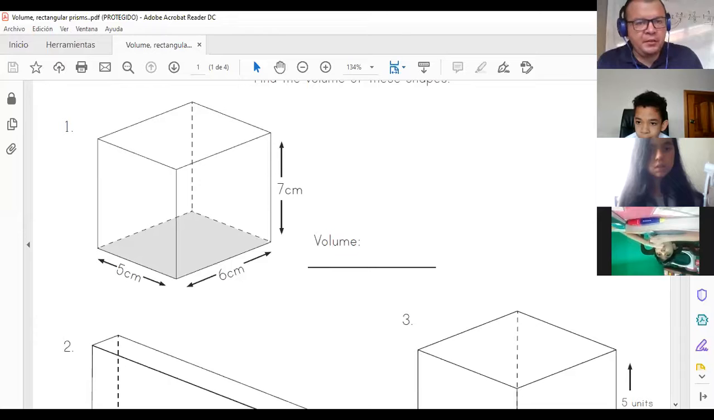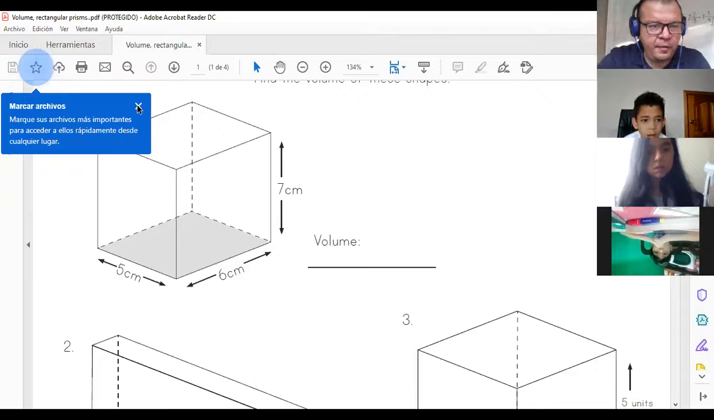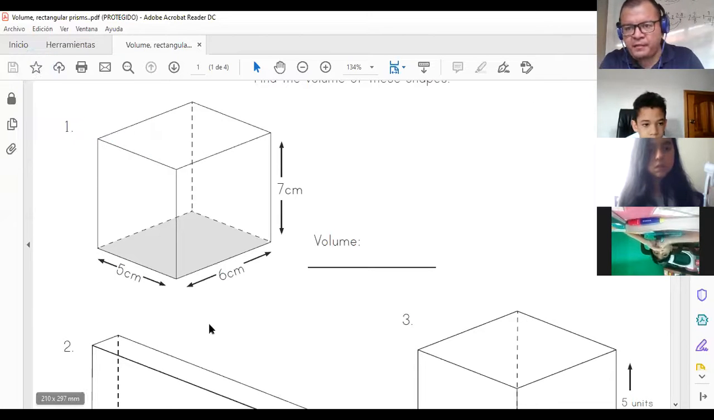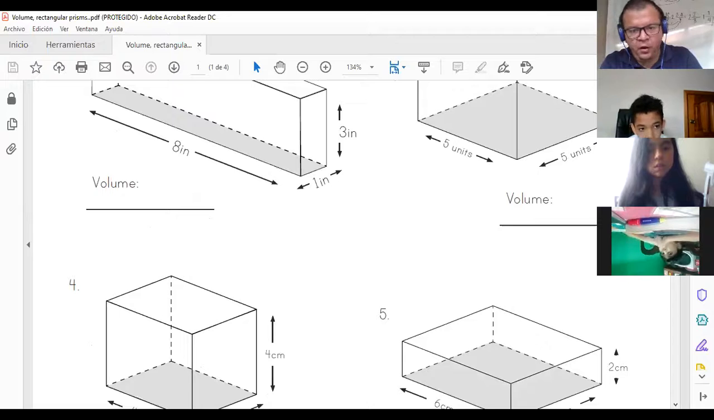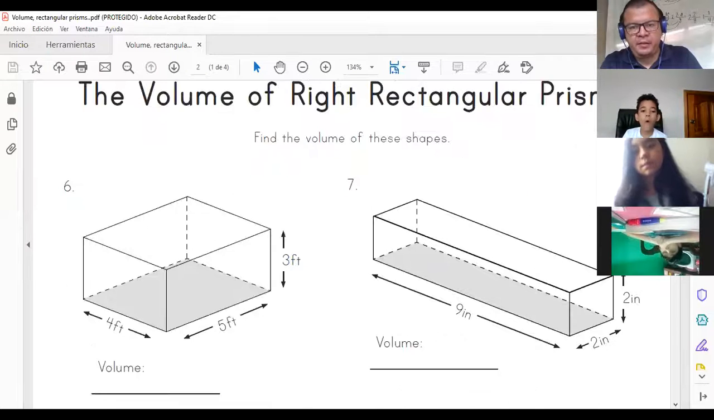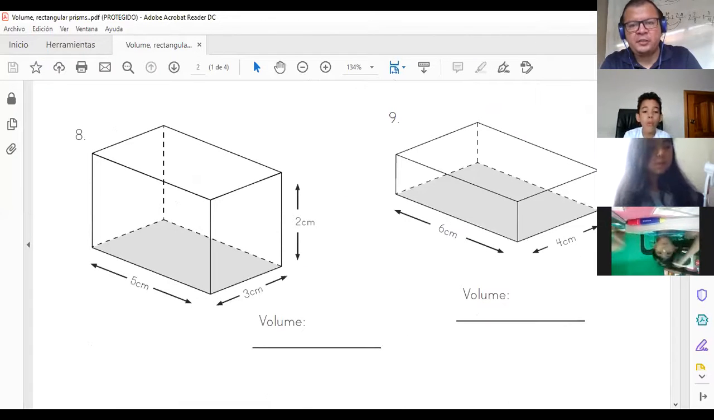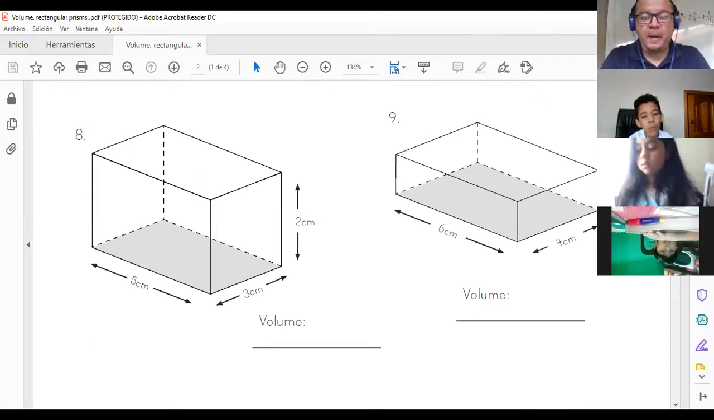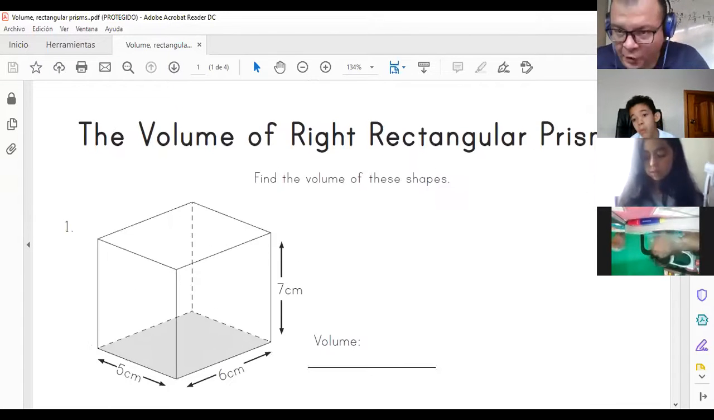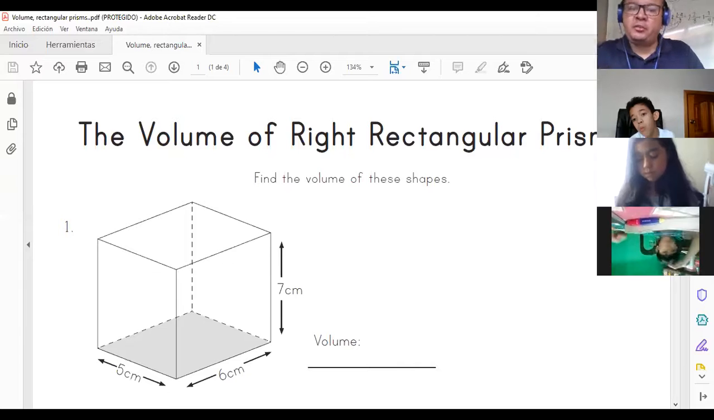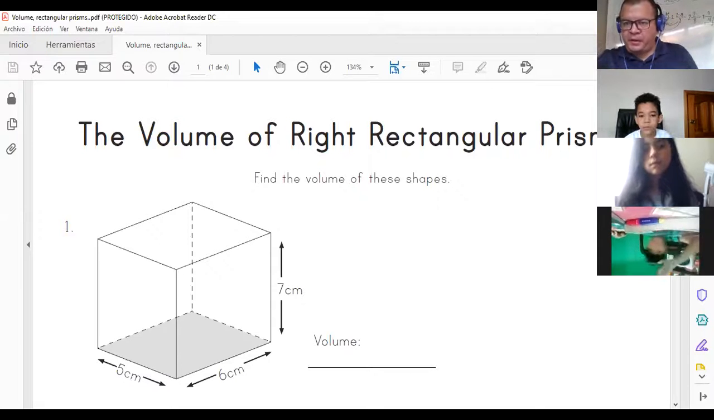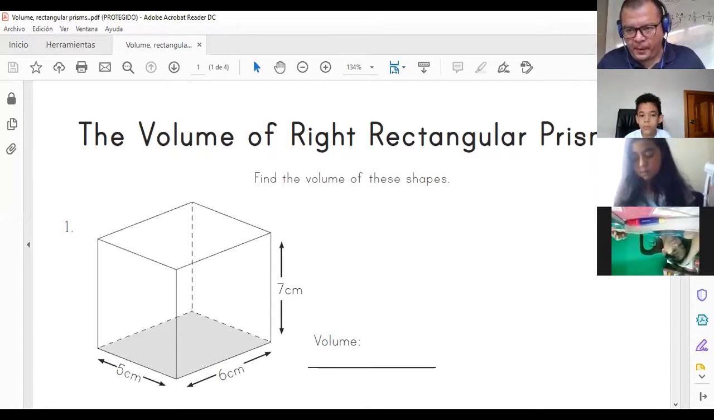So we're going to solve these exercises, about how to find the volume of each one of these prisms, rectangular ones, squares, all of these. You're going to make it in your notebook. You need a ruler to make the figures in your notebook, okay?